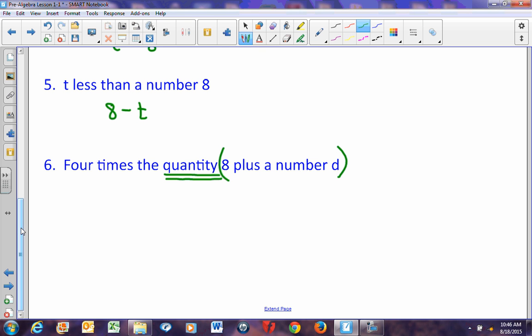8 plus a number b. Now that one doesn't matter the order because it doesn't say less than or greater than, it just says 8 plus a number b. So I have 8 plus a number b. But all of this quantity has to be multiplied by 4. So that everything gets multiplied by 4, you have to put it in parentheses. Otherwise, only one part of it will get multiplied by 4, and that will mess up the entire thing. So this is variables and expressions.